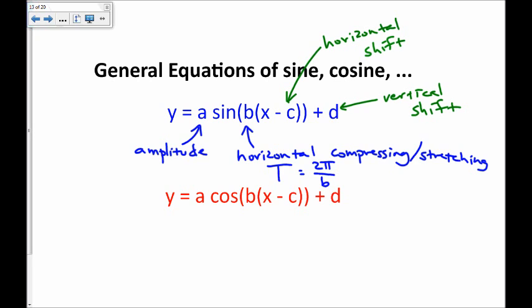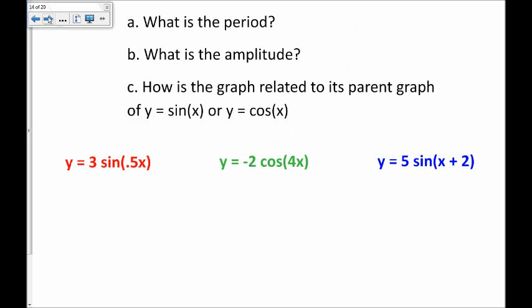Okay, and the exact same things happen with cosine. Okay, A is the amplitude, B is the horizontal compressing and stretching component, gives us the period. C still is the horizontal shift, and D is the vertical shift for cosine as well. And it also applies to tangent and cotangent and the other graphs, although questions that deal with amplitude and shifting and things tend to be focused on sine and cosine for some reason. Okay, so here's a handful of questions. We'll go through each one of these, and hopefully you'll get the sense of how to do them.